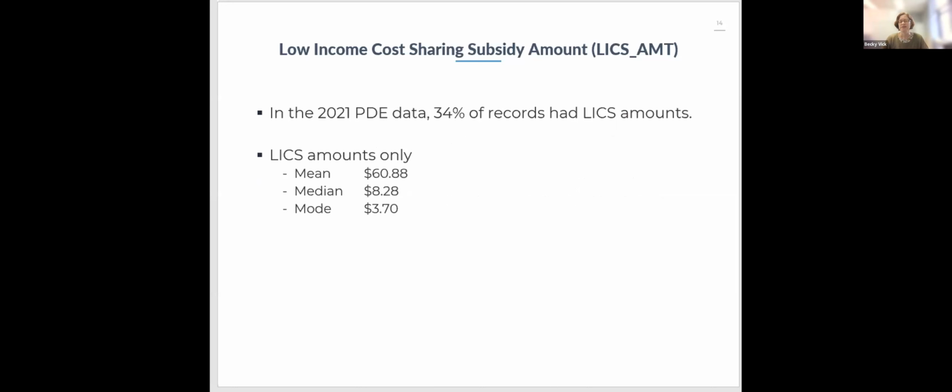In the 2021 PDE data, 34% of records had a LIS amount above 0. The mean LIS amount for those with a value above 0 was about $61. The median was $8, and the mode was $3.70.